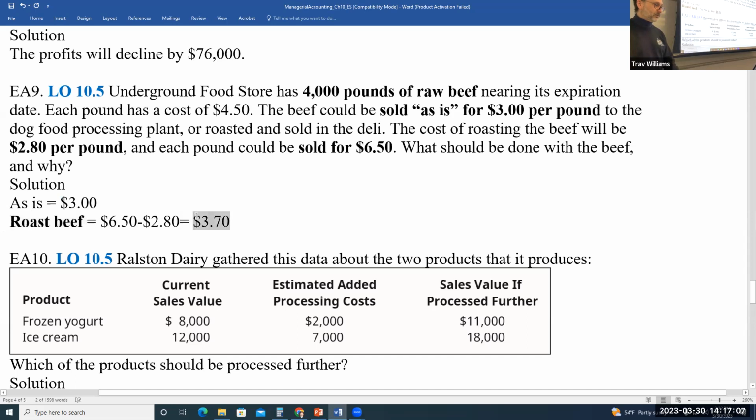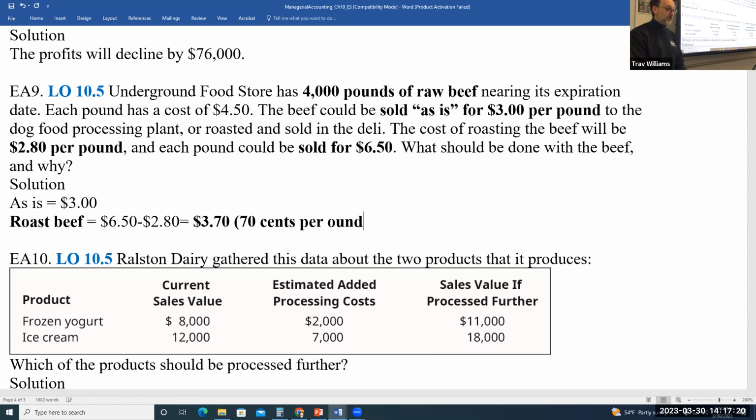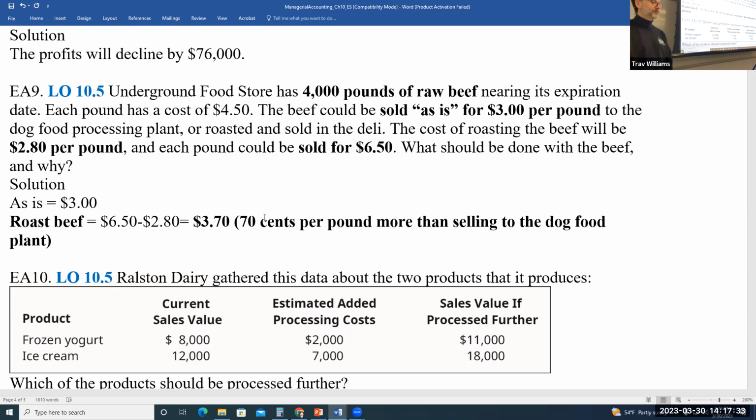Because we get more of a gain. Right, 70 cents per pound more than selling to the dog food plant. Okay, does that make sense?